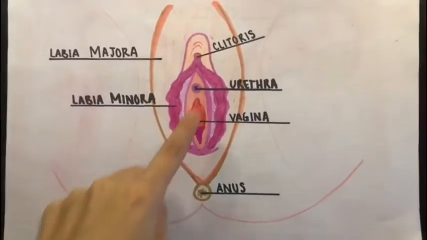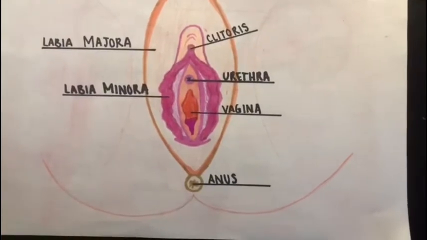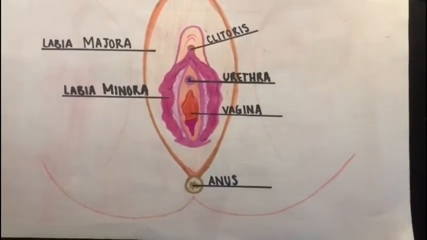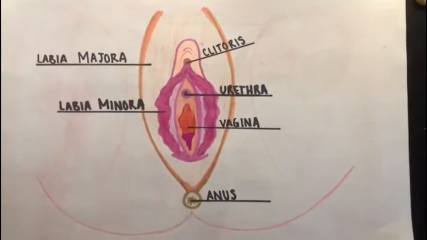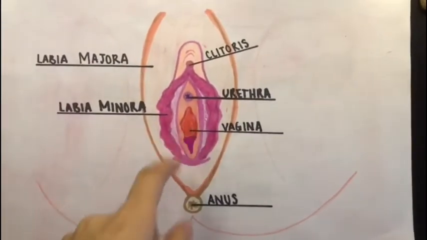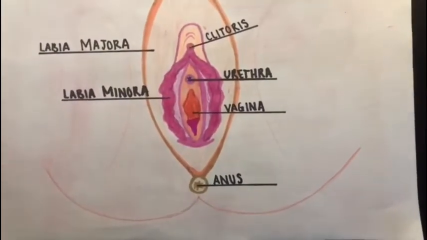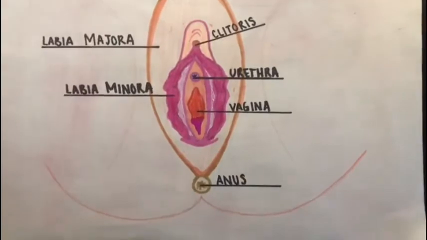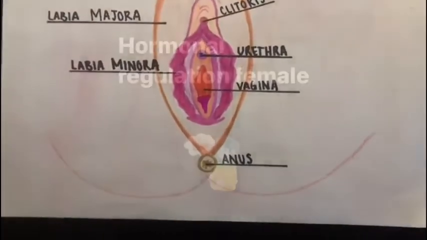The function of the clitoris is basically for pleasure. When there is sexual stimulation, it is filled with blood flow. The labia majora and labia minora are mainly for protecting the vagina. The opening of the urethra is to expel urine. The opening of the vagina is to enter the vagina, and the anus is to expel feces.